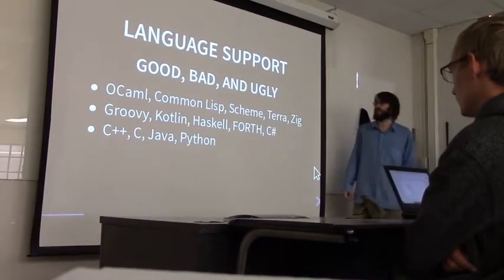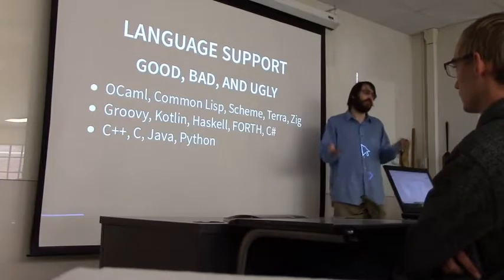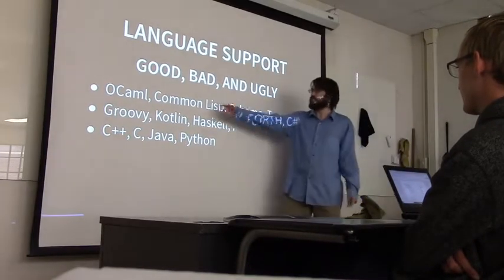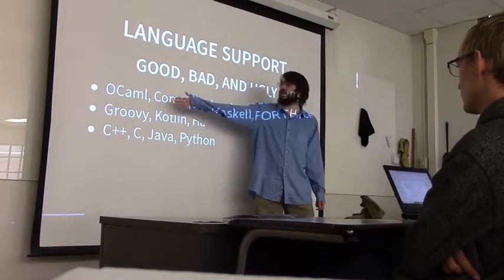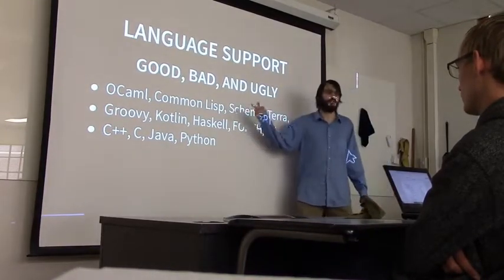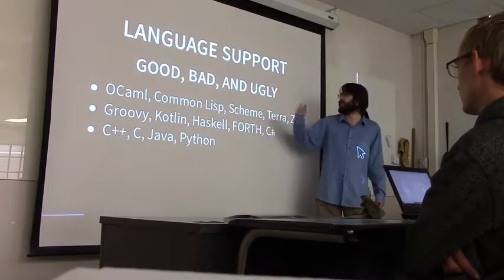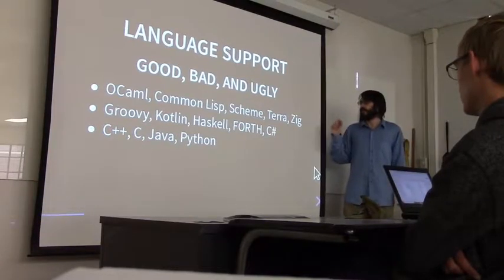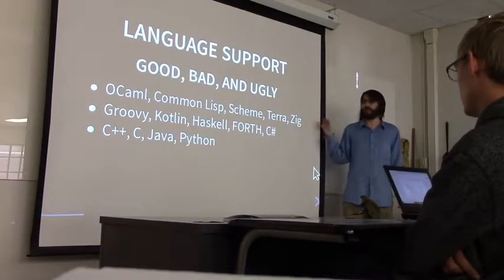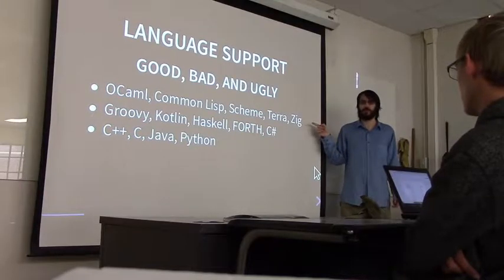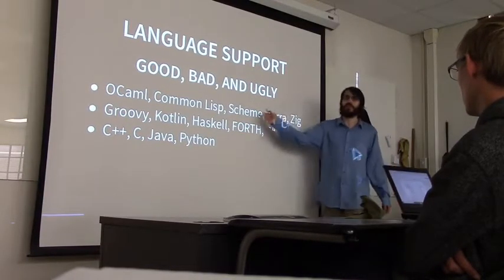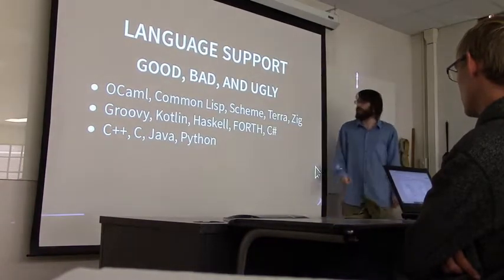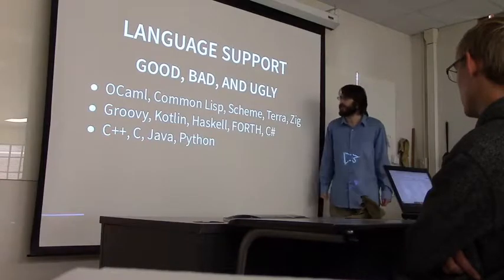So, language support. There are varying amounts of language support for multi-stage programming. So, good language support, you've got things like OCaml and MetaOCaml. Common Lisp and Scheme have really nice macro systems that allow you to do multi-stage programming. And then Terra and Zig are also good at this. These are both languages that provide semantics and performance similar to C, whereas these are much more high-level languages. We'll be using Terra for reasons I'll get into later.